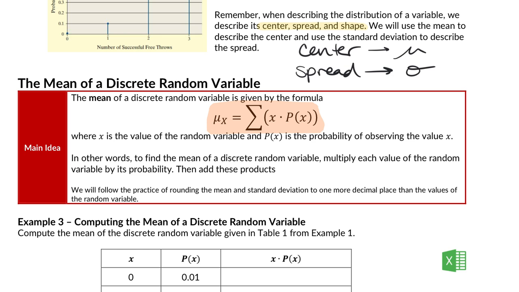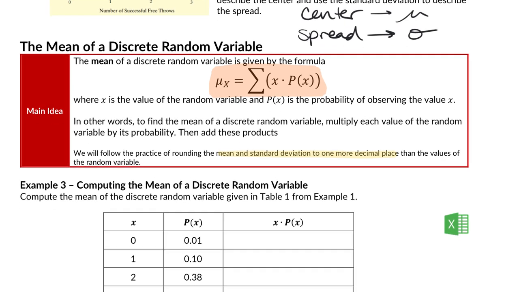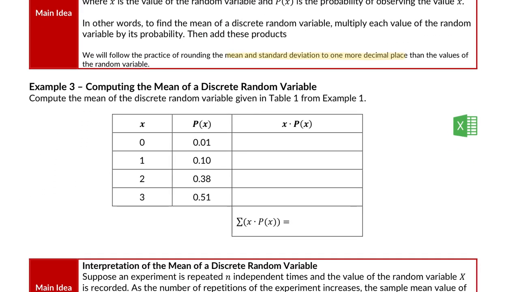I do want to make sure you see this part down here: we will follow the practice of rounding the mean and standard deviation to one more decimal place than the values of the random variable itself. For the most part, that means 1 decimal point, because we're generally going to see discrete random variables being whole numbers, but we'll see. So we're going to compute the mean of the discrete random variable given in table 1 from example 1. We're going to do this by hand first in the calculator, and then we'll go to Excel and make sure we remember how to do our Excel formulas.